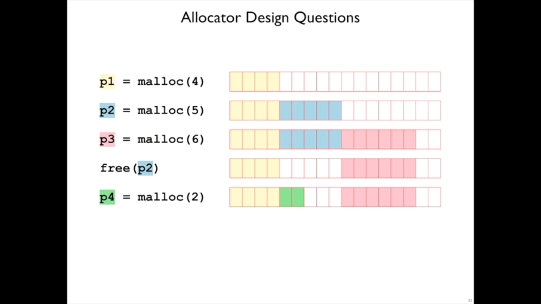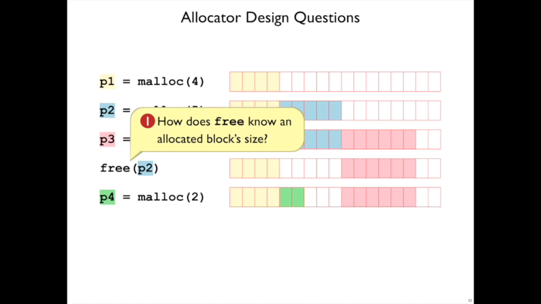If we're going to implement our own malloc and free library, then our implementation will have to answer a number of questions. First, when free is called on a particular pointer, the allocator will need to figure out how big is that block that's being freed, so it knows which range of memory to reclaim and allow to be used for future mallocs.